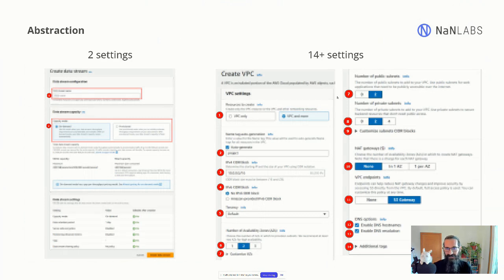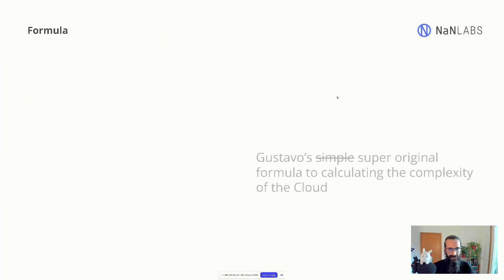So I put this into a lovely formula that I want to call Gustavo's super original formula to calculating the complexity of the cloud, patent pending.